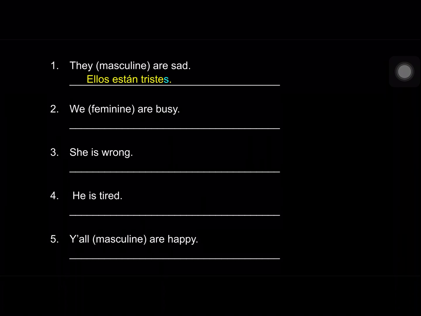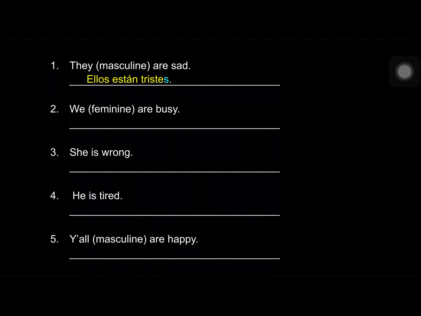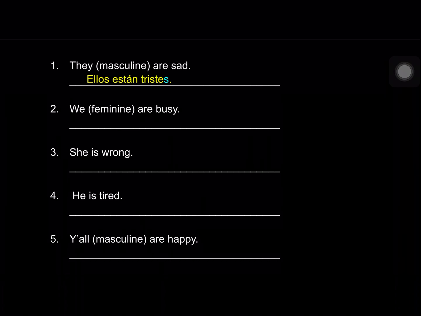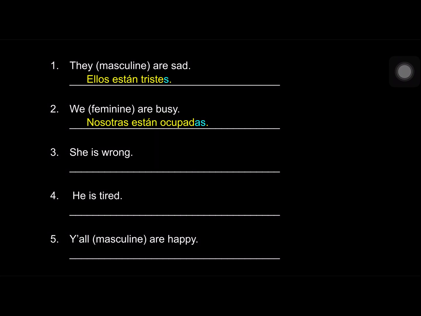If I want to say we are busy, and we being a bunch of women, instead of nosotros, we're going to say nosotras. And the conjugated form of estar for we, nosotras, is estamos. And then it's a bunch of women that are busy, so they're going to say ocupadas. Not only do you have to make it plural, but you have to make it feminine. Let's say she is wrong. Well, she in Spanish is ella. Conjugated form of that is está. So ella está equivocada, because we're talking about a girl there. Feminine, feminine, has to match up.